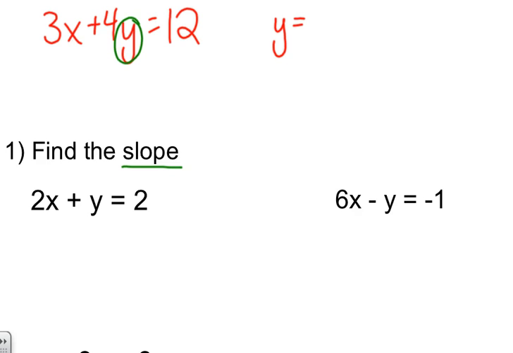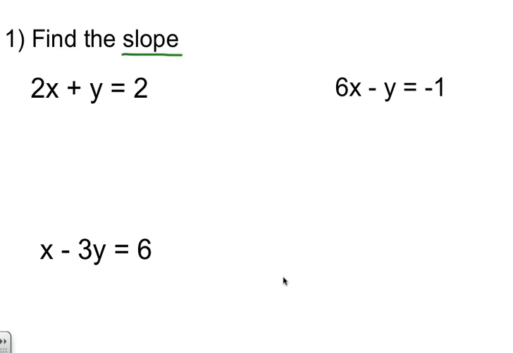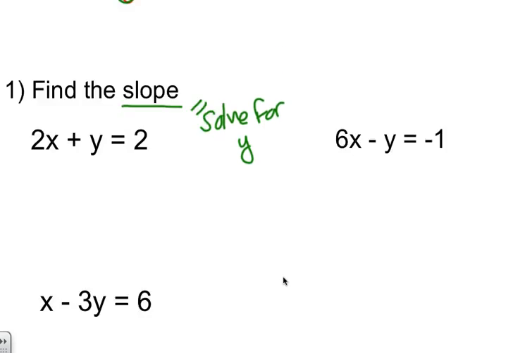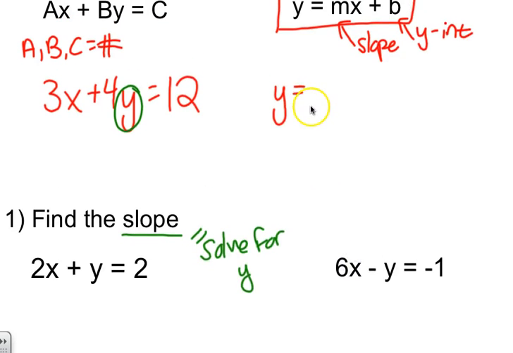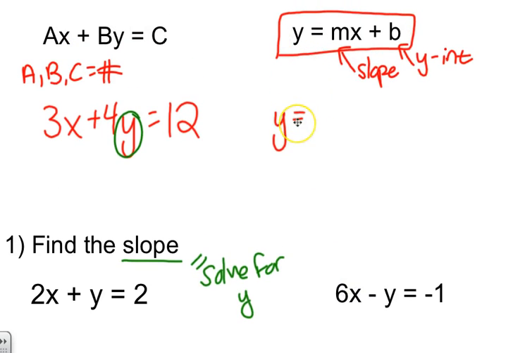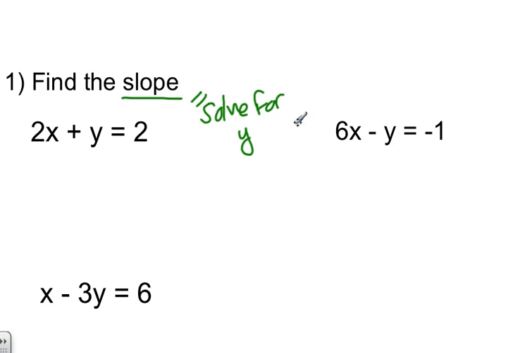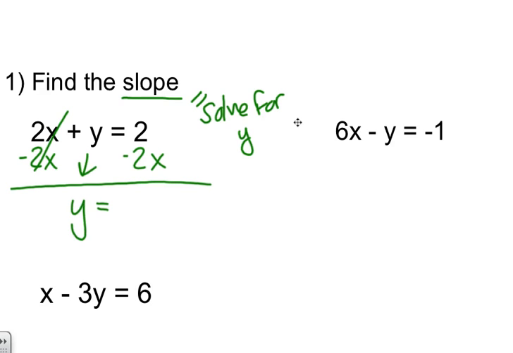So first off, you're going to solve for y. So I want to get y by itself on all these because in this form over here, slope-intercept form, you need y by itself on the left side. So first off, you're always going to subtract or add your x's first. So in this problem, I would subtract 2x from both sides. That would cancel out. I would be left with a positive y and an equal sign.